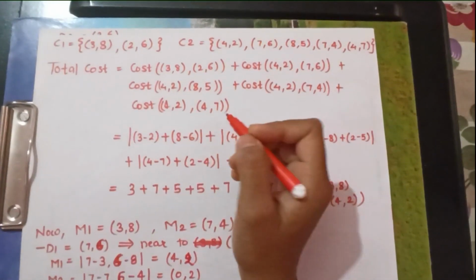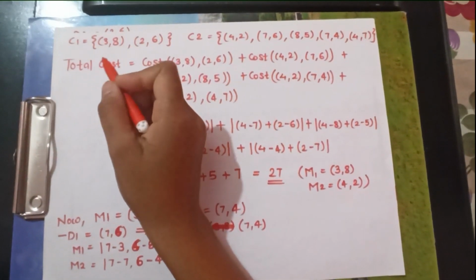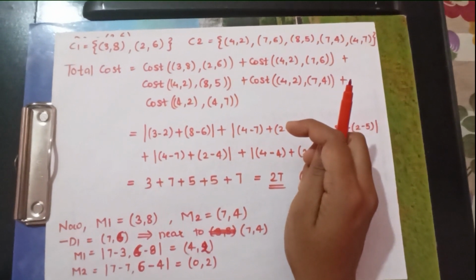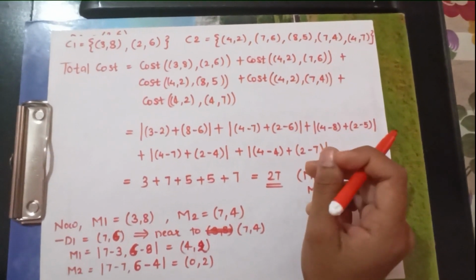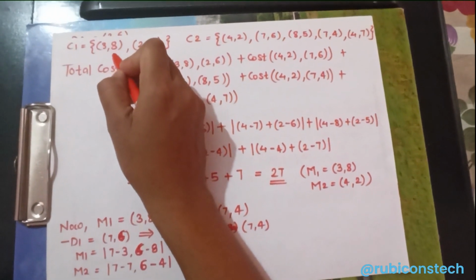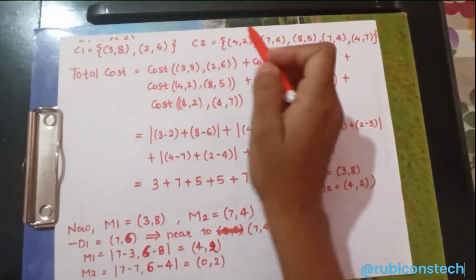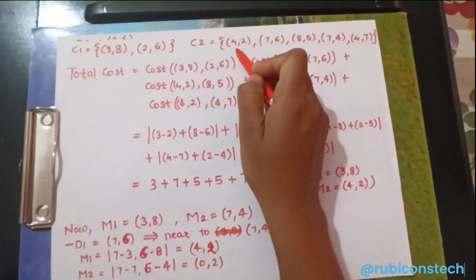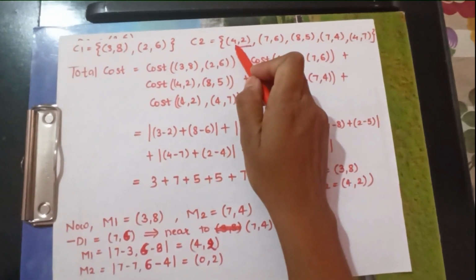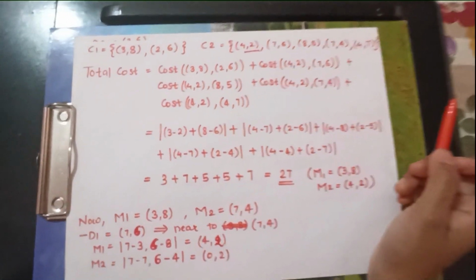After calculating the distance for all the data points in the data set, two clusters are formed. As we have taken two medoids at random, there will be two clusters formed. Cluster 1 consists of your medoid 1, that is (3,8), and the data points that are near to medoid 1, and cluster 2 consists of your second medoid, that is (4,2), and all the data points that are near to this medoid 2. The third step was to calculate the total distance.